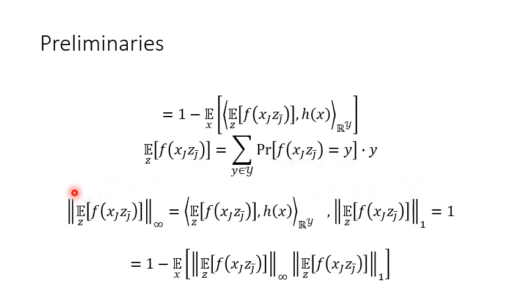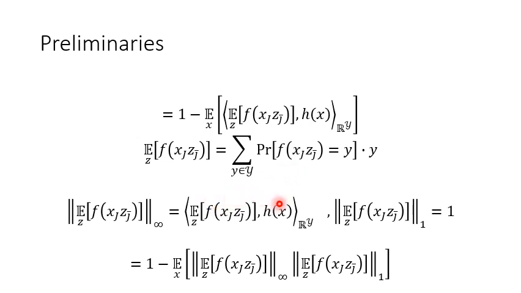And on the other hand, if we take the L infinity norm of this formal linear combination, we will get the maximal coefficient, which in this case is the maximal probability that we will get some y. And on the other hand, this inner product is between h of x, which is the pure valued function that we defined earlier, which will give us 1 multiplied by the y that is the most probable y that we can get from the function.